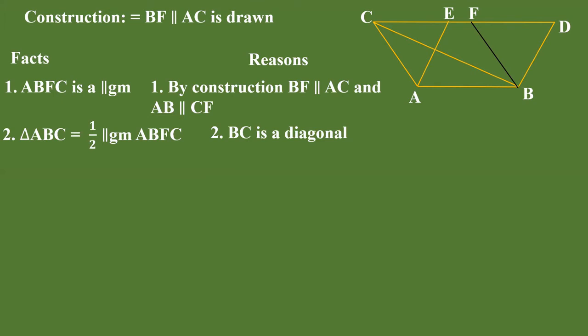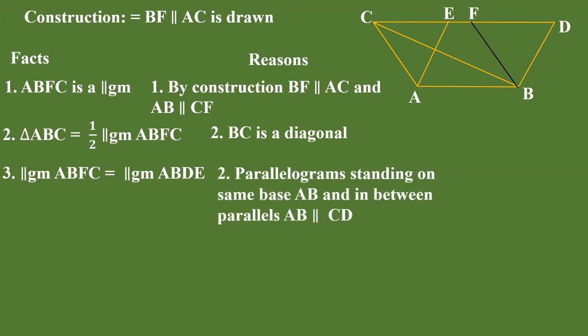Okay. Now here, from the first theorem, we already proved that if parallelograms are standing on the same base, they will be equal. So we can say that parallelogram ABFC is equal to parallelogram ABDE, right? Because they are standing on the same base and in between parallels. So we can write the reason: parallelograms standing on the same base AB and in between parallels AB and CD. Got it?